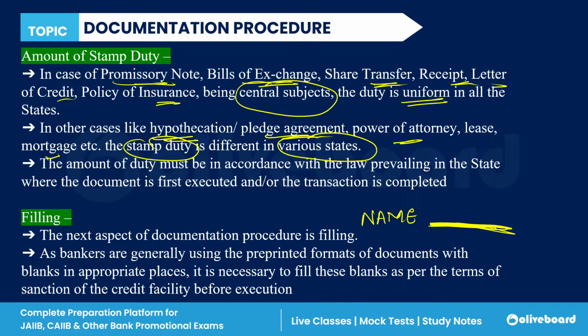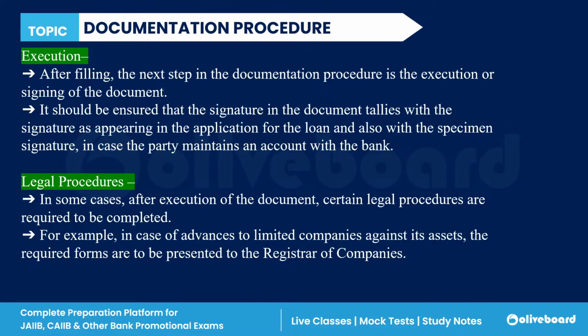So as a banker, it is generally very important that you have a pre-printed format of document. You have to fill that document with the blanks in the appropriate places as per the terms and conditions which are specified in the documentation. Clear? After filling, there is an execution. Execution means signing. After filling, you have to sign the documents. So the next step in the documentation is the execution or signing of the documents, right?